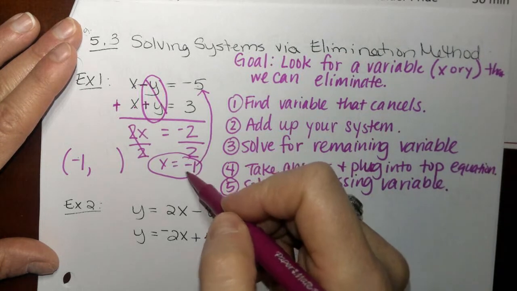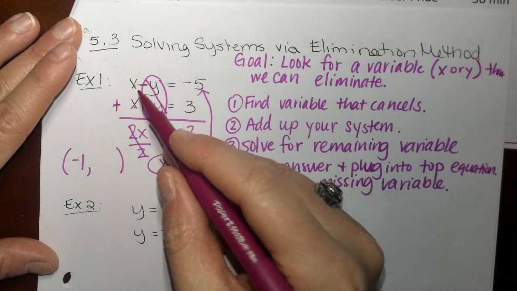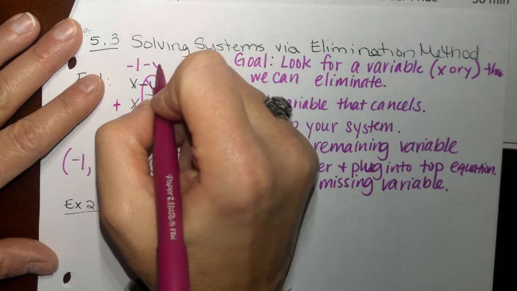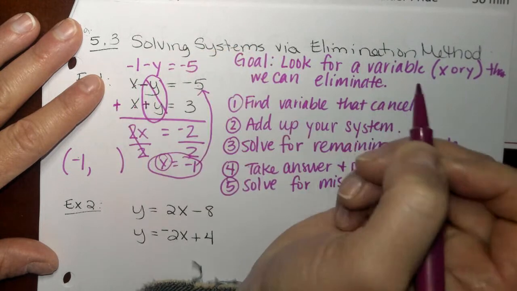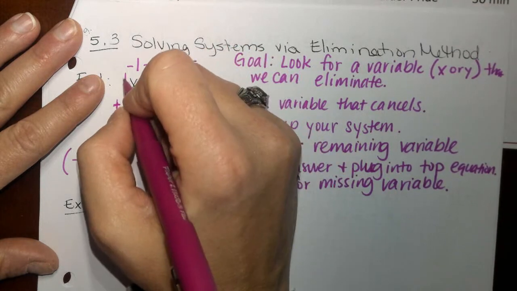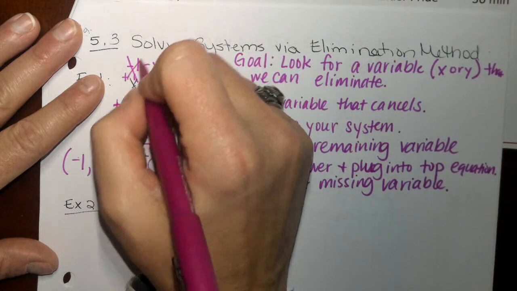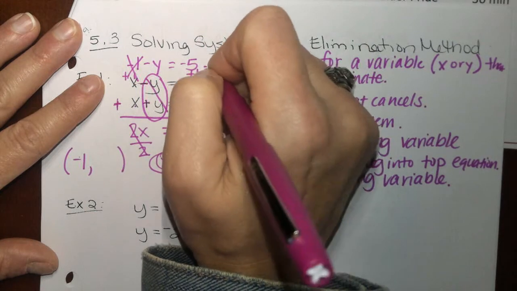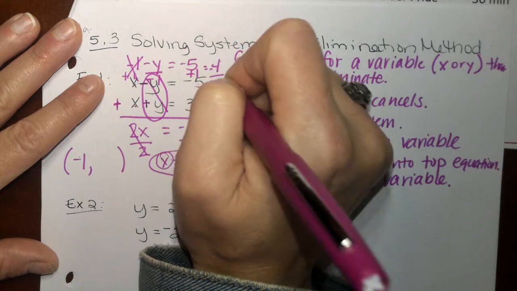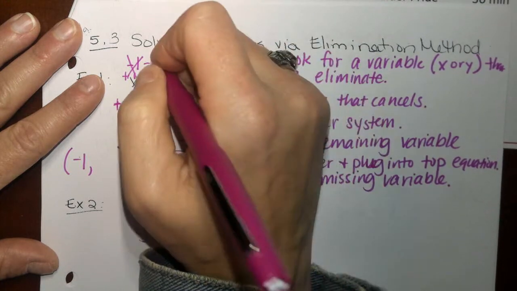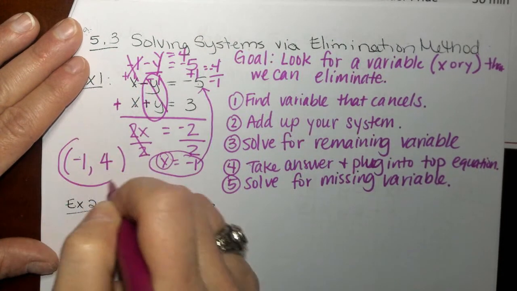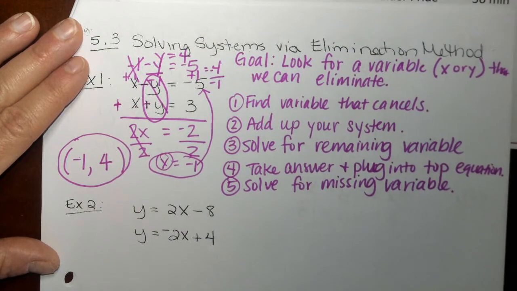Okay, so when you take the x equals negative 1 and plug it back in, we have to plug it in where there's an x, so it's negative 1 minus y equals negative 5. So we're trying to solve for y here. So let's add 1 to both sides to get this negative 1 off. So that equals negative 4. And then we have to divide by negative 1 to get that negative off the y. So your y equals 4. So your answer is negative 1, 4. Remember, you have to write it as a coordinate pair.